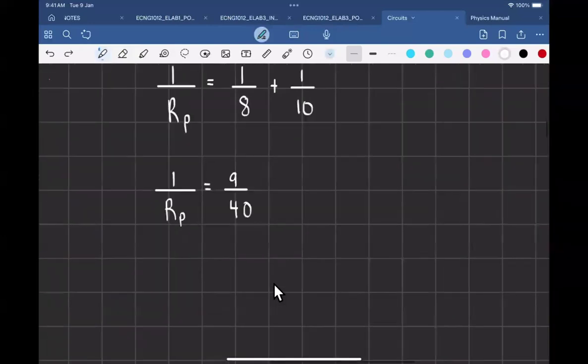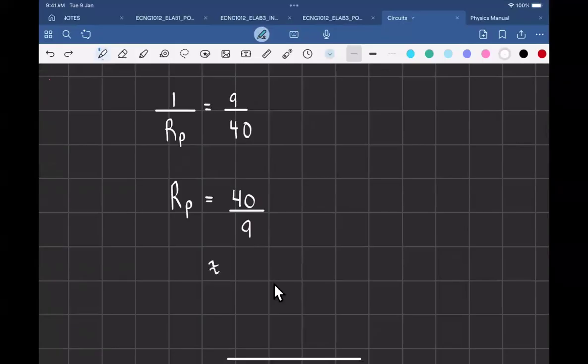Cool. Now, I have 1 over Rp, but I want to find Rp. So, Justin, what would I have to do to this to find Rp? Invert it. So I would invert this side as well. So Rp is just equal to 40 over 9. That is it. What is 40 over 9? 4.44 recurrent. So that'll be 4.44 ohms, right?